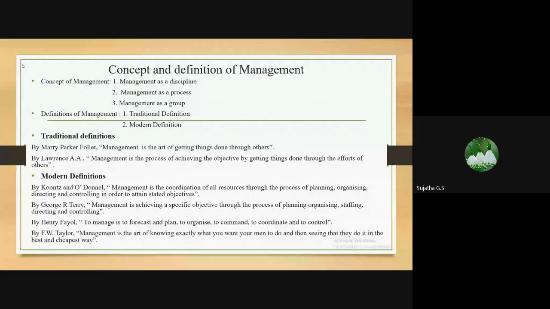Then there are definitions under traditional definitions. By Mary Parker Follett, management is the art of getting things done through others. By Lawrence A. Appley, management is the process of achieving the objectives by getting things done through the efforts of others. These two definitions come under traditional definition. Then modern definition. In the modern point of view, management is defined as a group of the owner and employees.